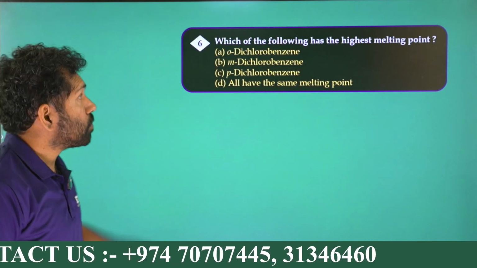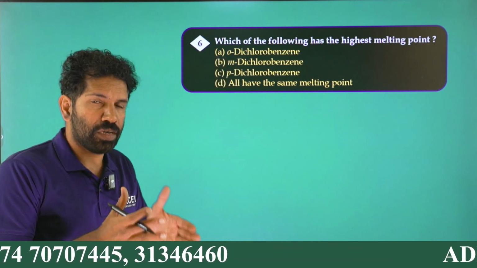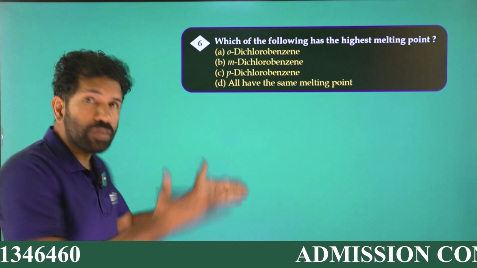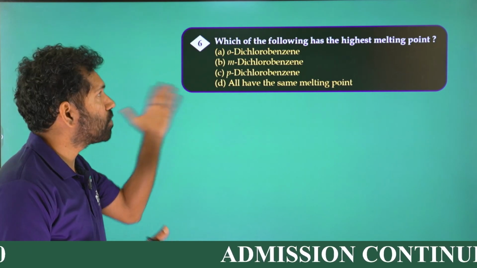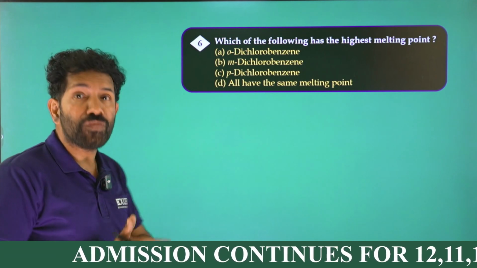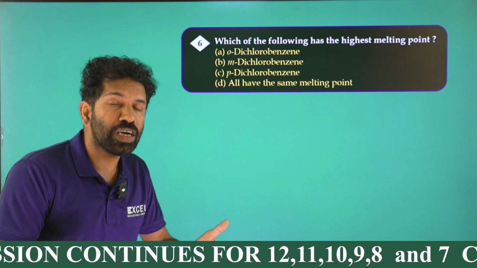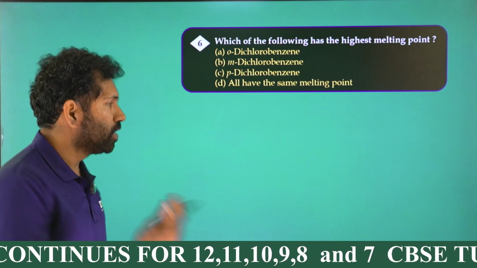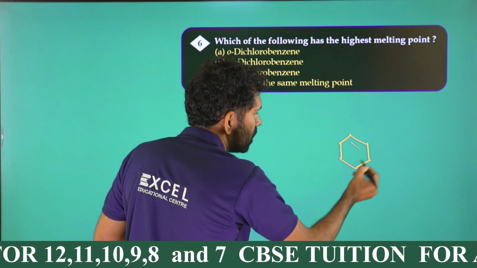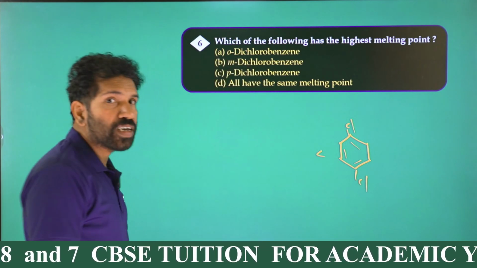Which of the following has higher melting point? This is a most frequently repeated question from this topic, and you are all familiar with it. The answer is easy. There are so many isomers of dichlorobenzene. Out of those, which one has the high melting point and which one has the high boiling point, you have to remember. See, this is 1,4-dichlorobenzene. That has the high melting point.